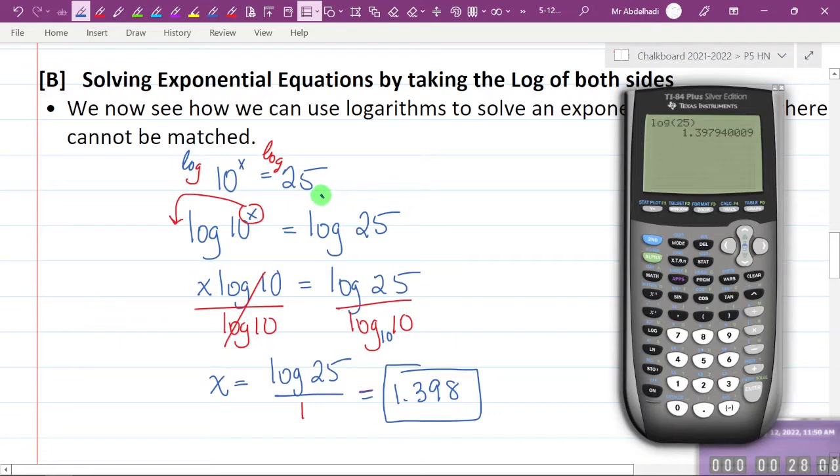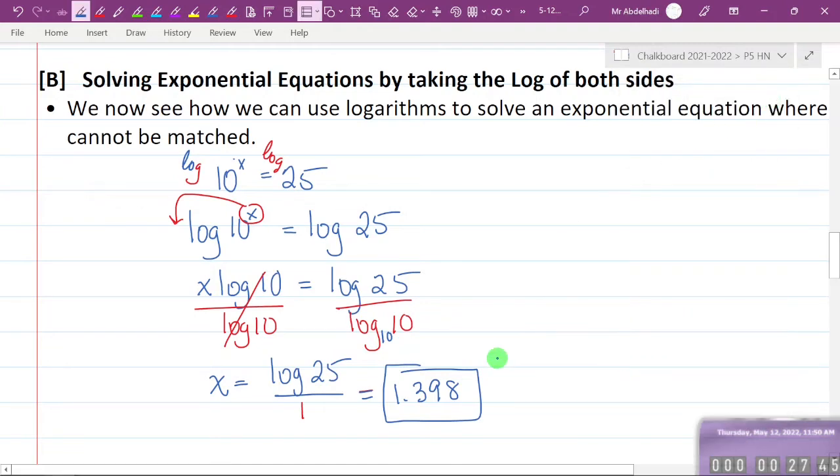And what's the domain of all exponentials? All real numbers, right? So that means there's no worry about not being in the domain. All real numbers means anything you got, you can stick it in here, right? Negatives, decimals, doesn't matter. So 1.398, put it in here, you will get 25 if you take 10 to that power. No need to check the answer because it's already all real numbers. So that's the thing. Let's try a couple of examples with that.